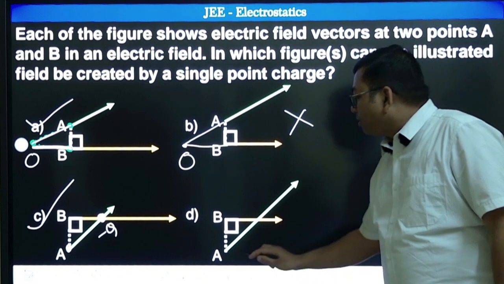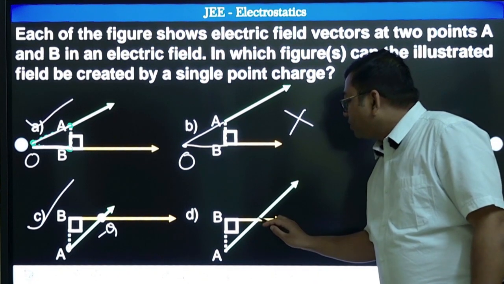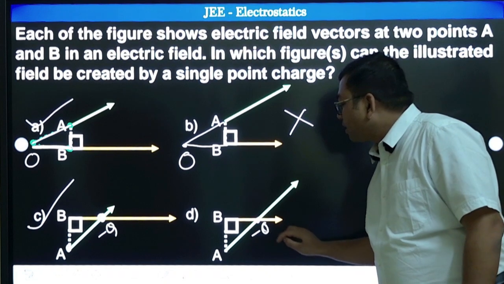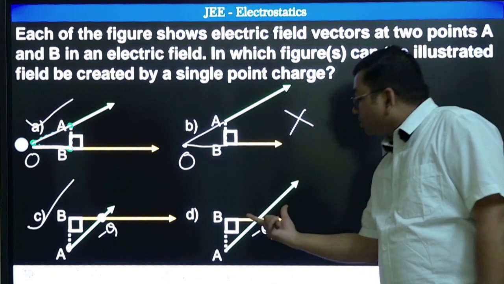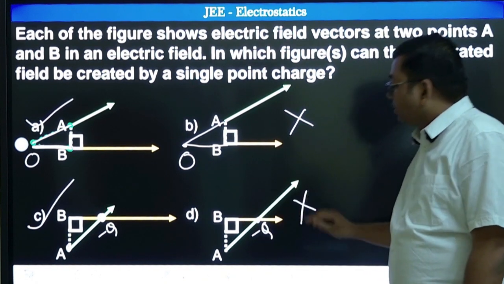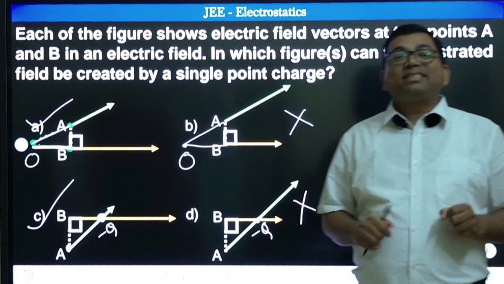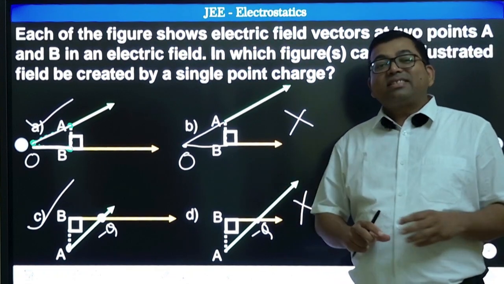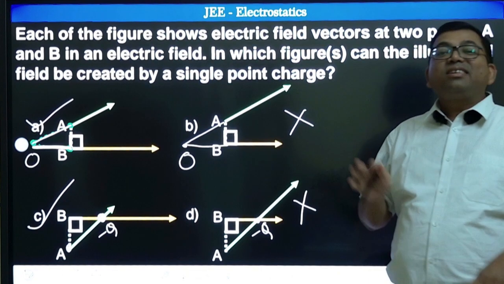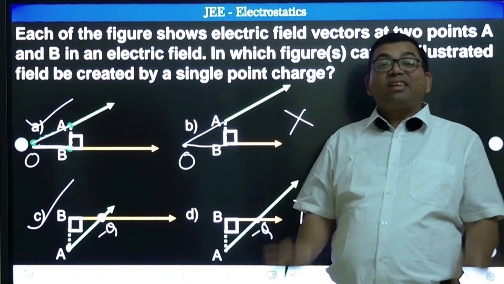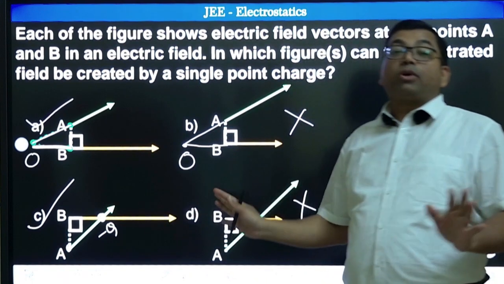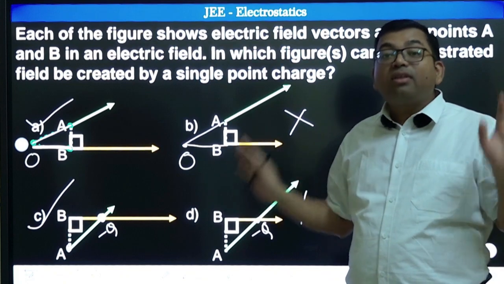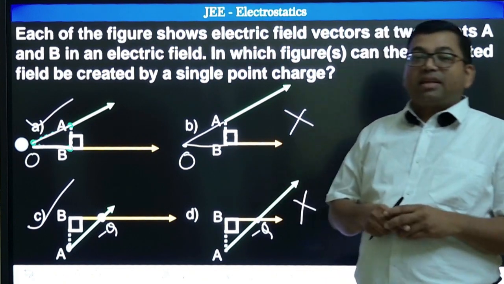Now if you see here, again the same thing: at this point you have to take a negative charge and this distance is small, so the field must be large, but this field is smaller, so this cannot be correct. I hope you got this idea. What is this question? It is representing the field vector, not the field line. Some of you may think just by seeing that this is not possible because field lines never cut. It is not the field line, it is the vector representation.